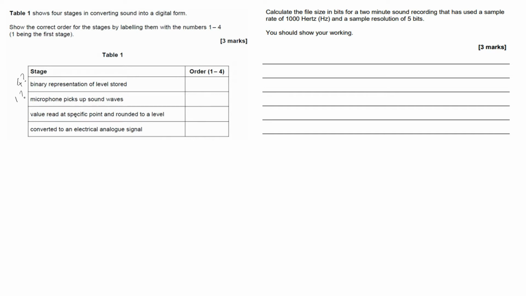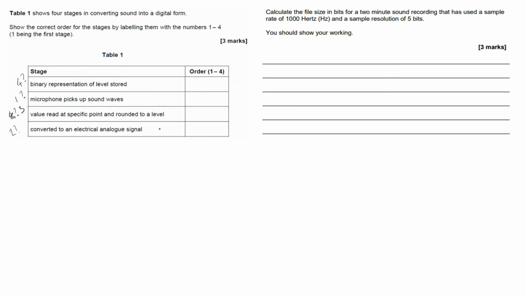Then we've got value read at specific point and rounded to a level. Well, that could possibly be the second one, but let's just have a look here. Converted to an electrical analog signal. I think that's more likely to be the second one, which would mean that one would be the third one.